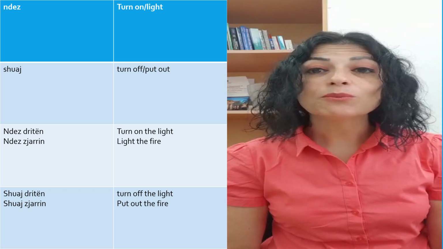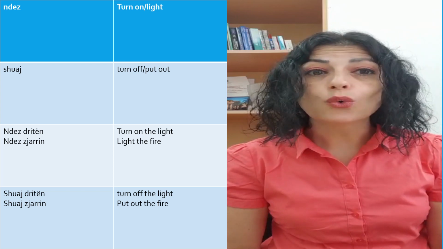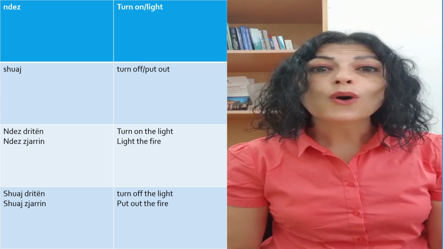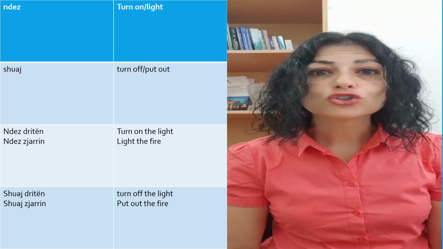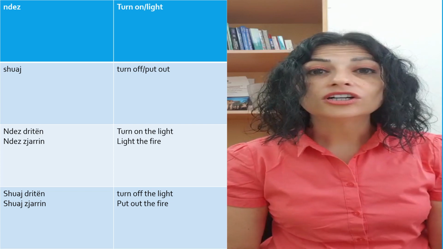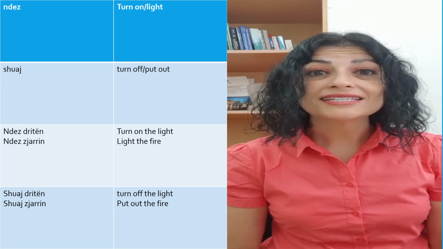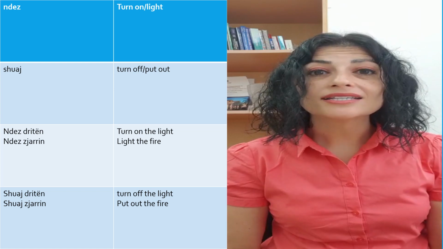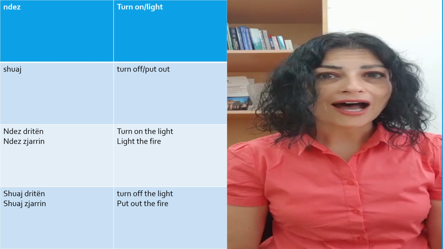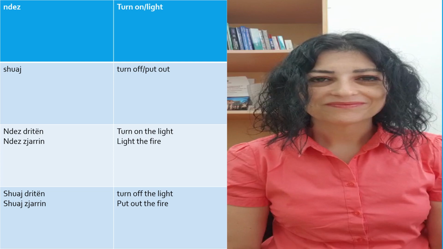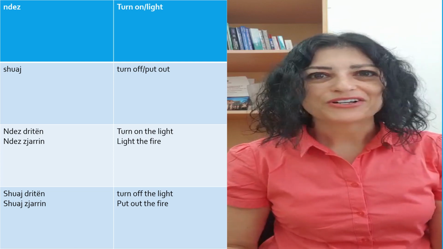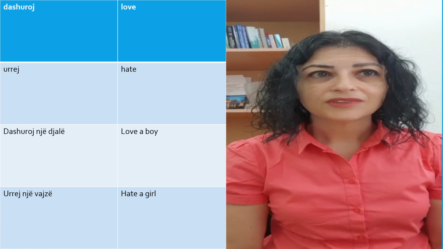Now let's see examples with the verb shuaj. Shuaj dritën, turn off the light. Or shuaj zjarin, put out the fire. Let's see other verbs. Here we have two other verbs.